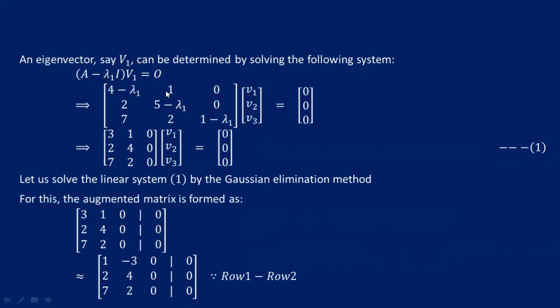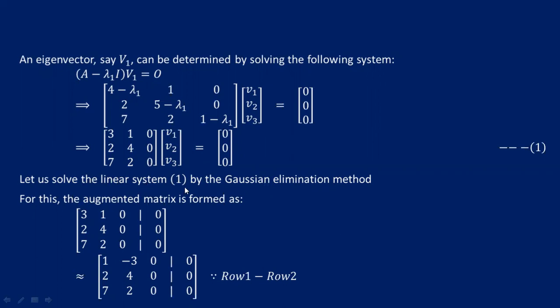4 minus lambda 1, 1, 0. 2, 5 minus lambda 1, 0. 7, 2, 1 minus lambda 1. This is our characteristic polynomial. Here I write v1. v1 has three entries, and I suppose v1 is equal to v1, v2, v3, and so on. This is the zero vector, 0, 0, 0, and we multiply it with this, and it is equal to 0.